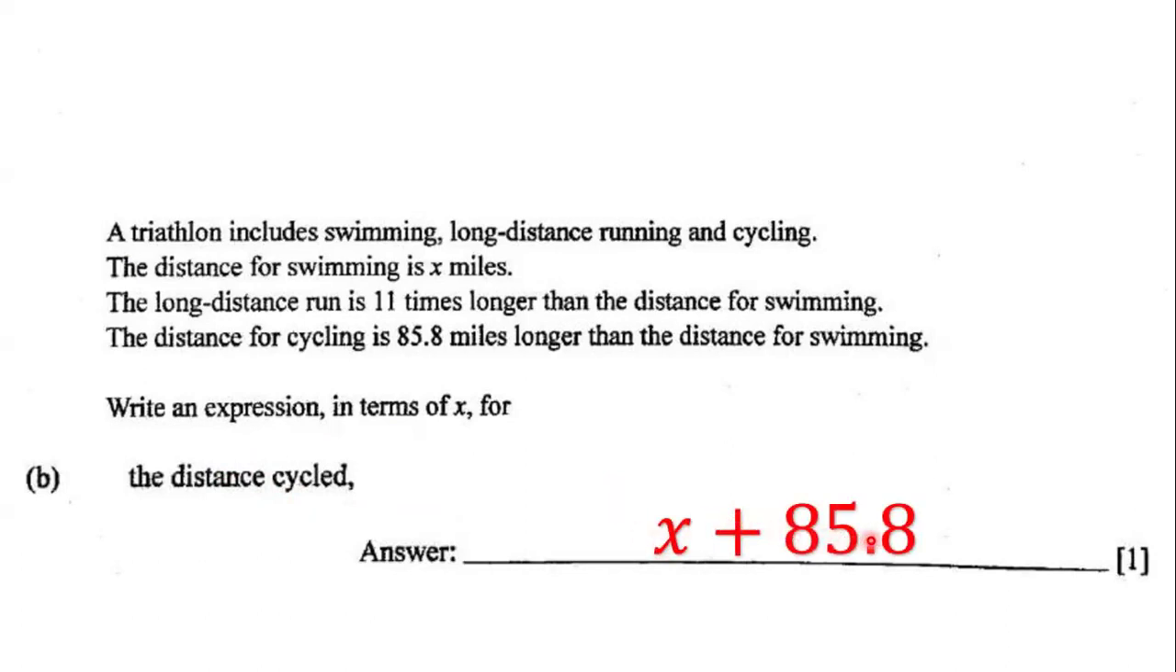Now, why is that the case? It's going to be X plus 85.8 because the distance for swimming is X miles and the distance for cycling is 85.8 miles longer than the distance for swimming. So it's going to be X plus 85.8.